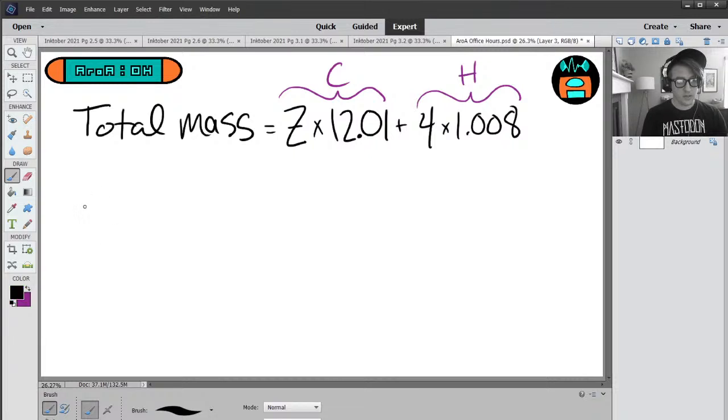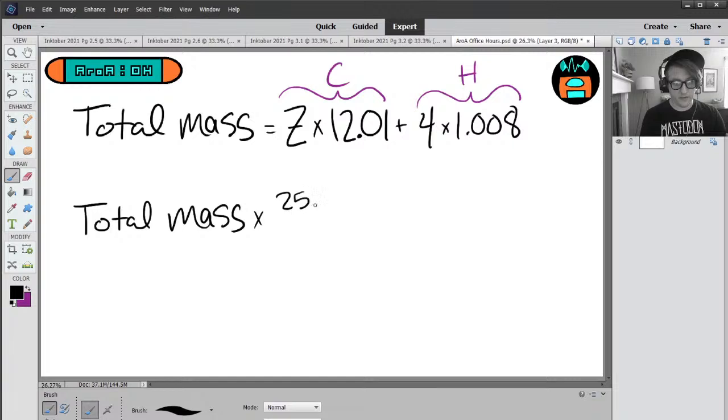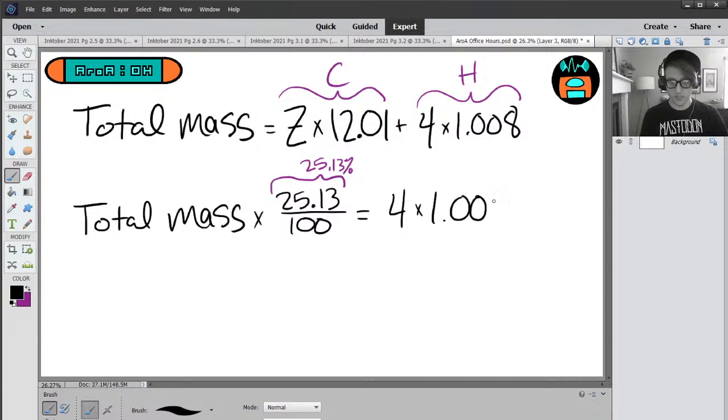We also know that the total mass times 25.13 over 100, that's 25.13% right there, is equal to just the mass of hydrogens, 4 times 1.008, because hydrogen is 25.13% of the total mass.